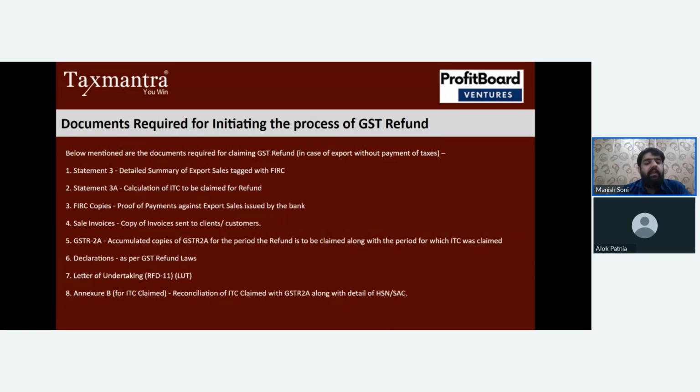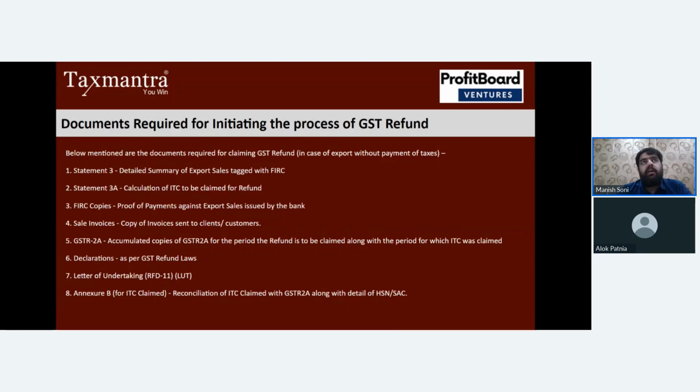Statement 3A, on the other hand, is a summary of all this export as well as the adjusted total turnover for that particular period. And it states how much ITC you can avail for refund. So basically, how do we calculate the GST refund which is eligible?